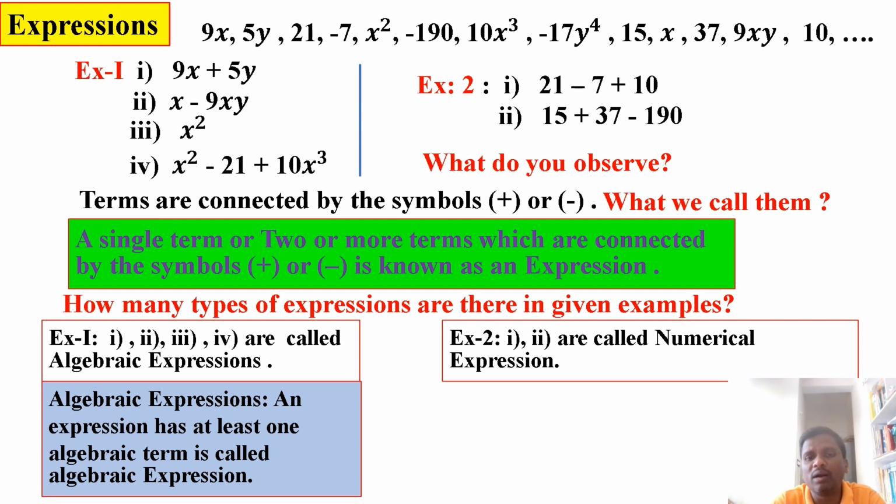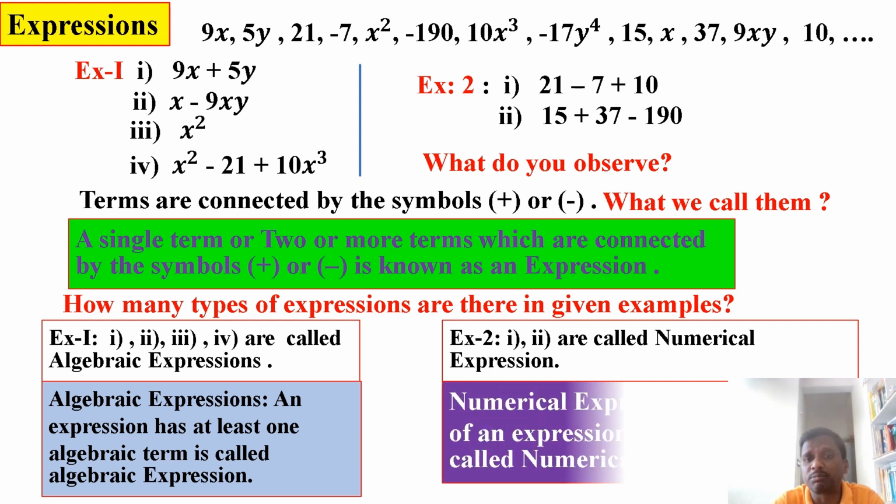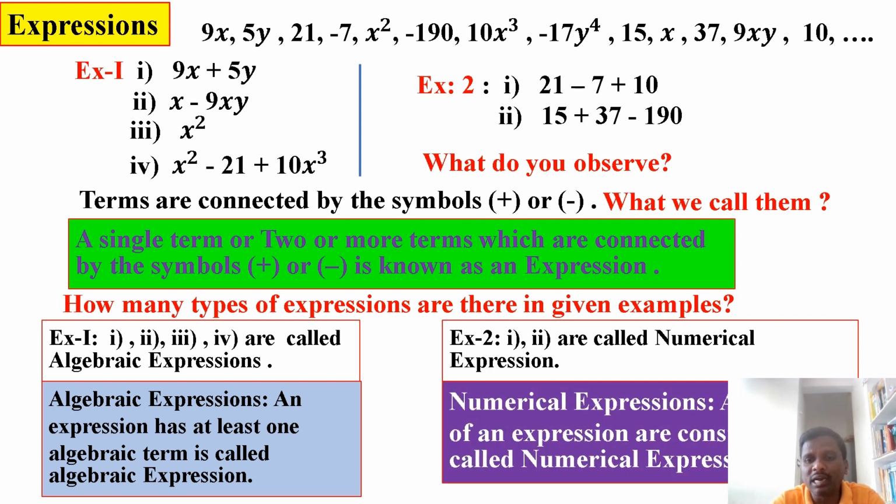Now in the second example, 1 and 2 are called numerical expressions. What is the definition of a numerical expression? An expression that contains all constant terms is called a numerical expression.